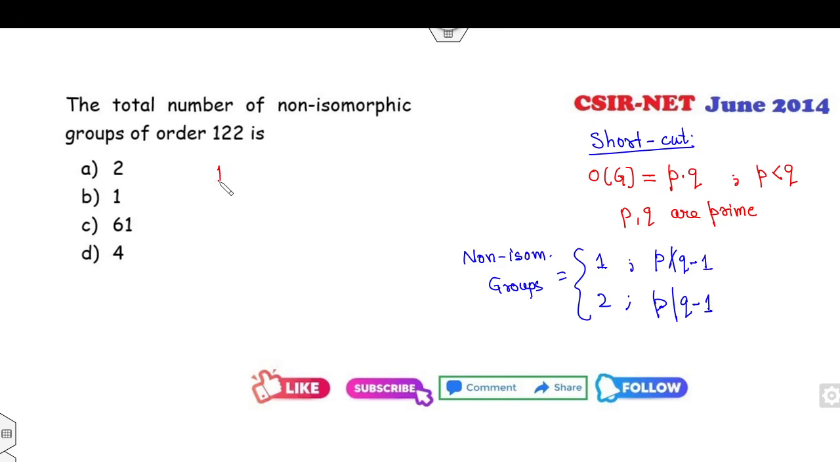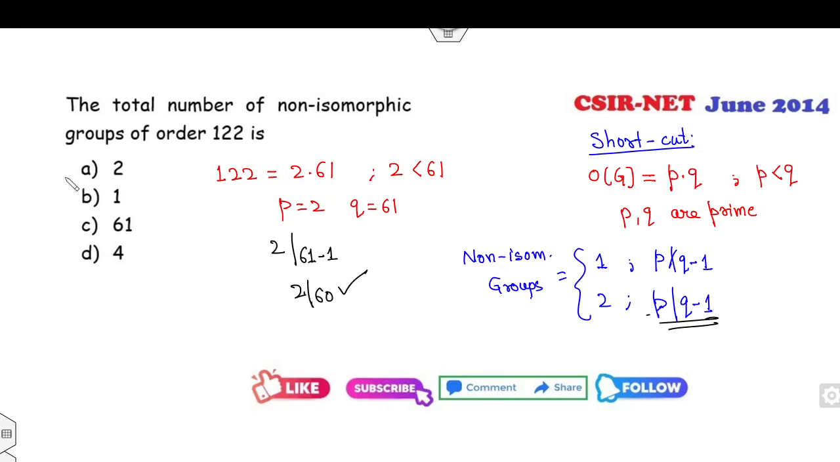So let me check how you can define that: 122. 2 into 61. Clearly, 2 is less than 61. So P will be 2, Q will be 61. Now clearly, 2 divides 61 minus 1. Yes, 2 divides 60, so this condition is satisfied. The number of groups is 2. Clearly, 61 and 4 can never be possible. So the right answer of this problem is A.